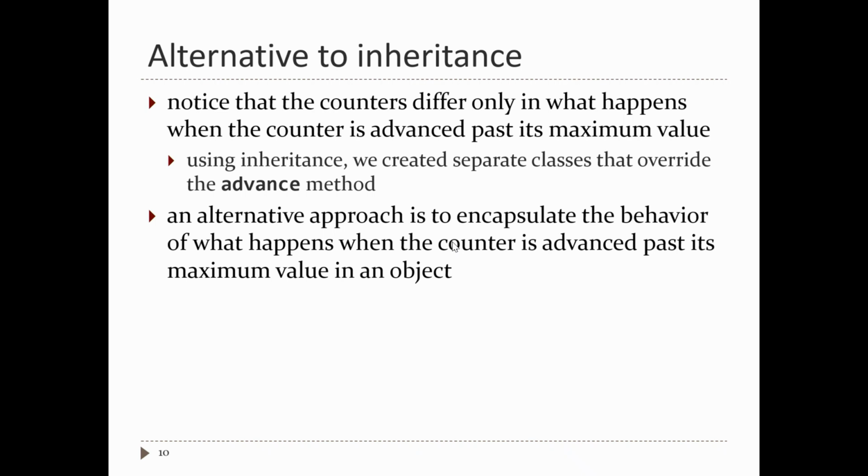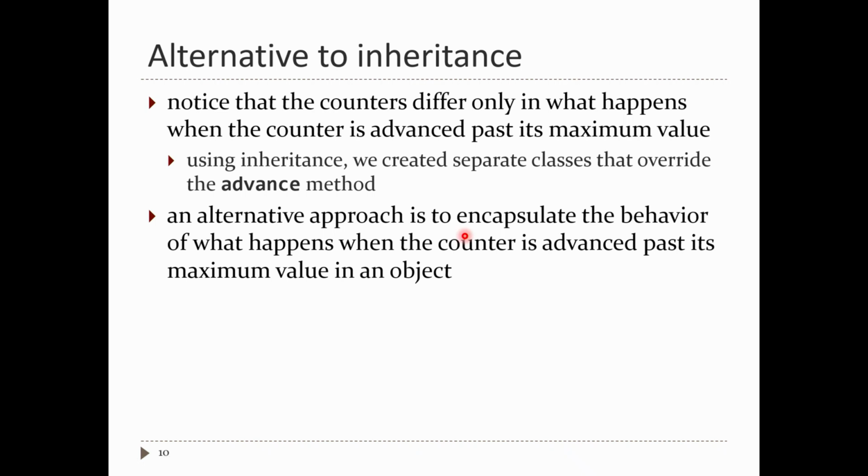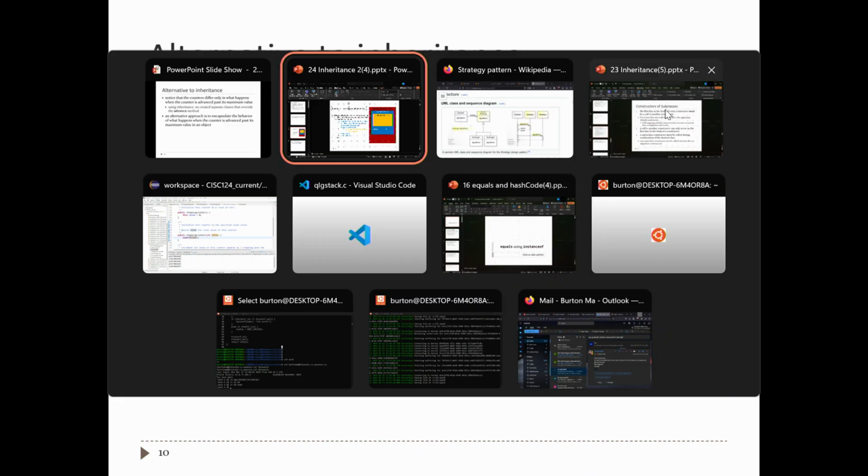So the alternative approach is to realize, in this particular case, it's only advance that's changing each time. So stopping counter, advance stops. Throwing counter, advance throws an exception. And in a regular counter, the advance just rolls around back to 0. And so you can take that behavior and encapsulate that behavior in another object. So what the heck do I mean about that? So this is what I mean.